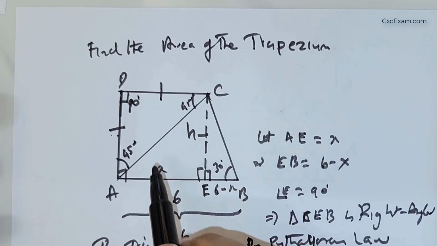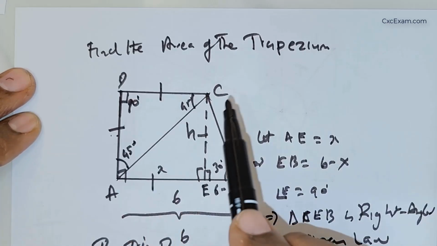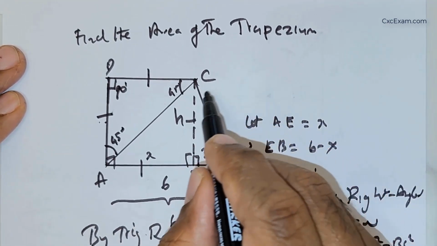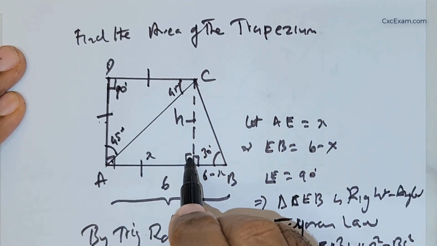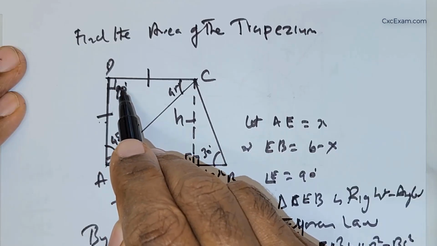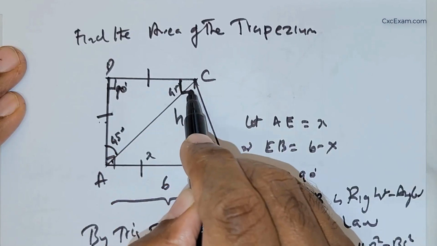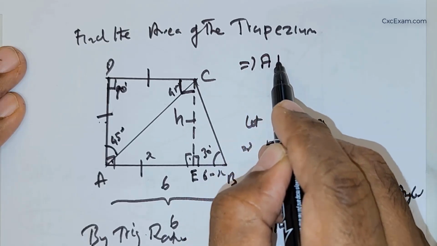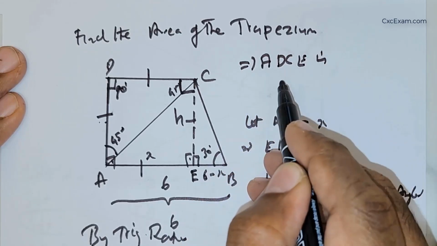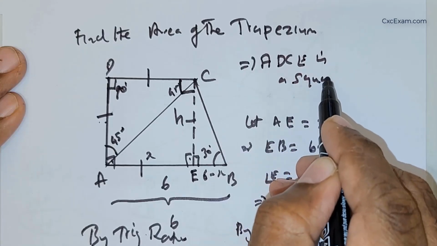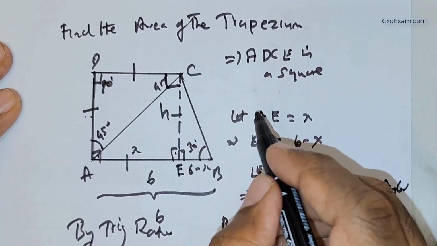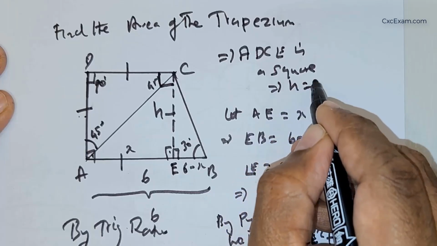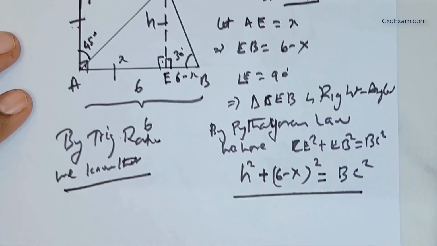The reason I am bringing these concepts into place is just to affirm that this is 90, this is 90, this has been shown to be 90, so this will also be 90. So this means our ADCE is a square. That means all four sides are equal. So this in turn means that my h is going to be equal to x.